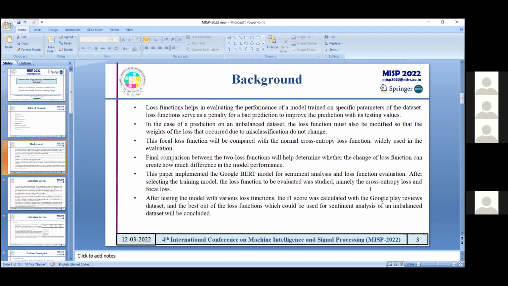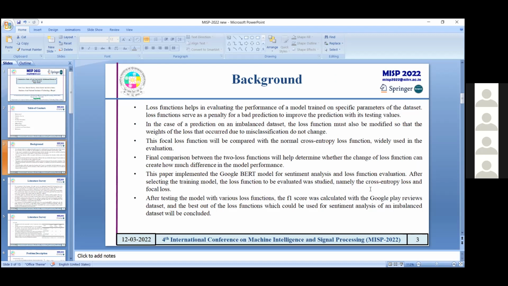The loss function helps in evaluating the performance of a model trained on specific parameters of the dataset, while the loss function also serves as a penalty for a bad prediction to improve the prediction with its testing values. In the case of prediction on an imbalanced dataset, the loss function must be modified so that the weights of loss that occur due to misclassification may be unchanged.